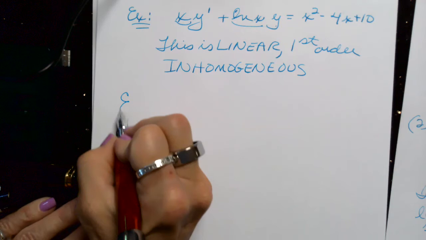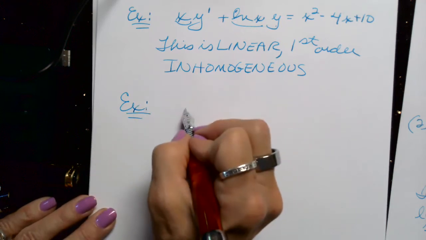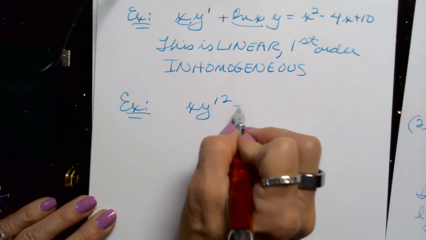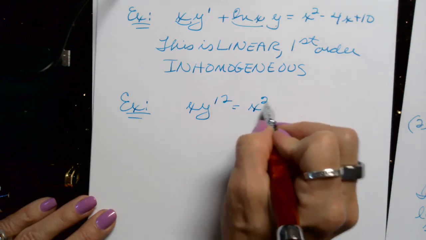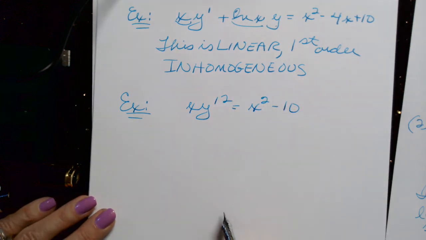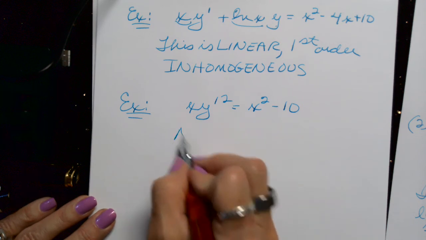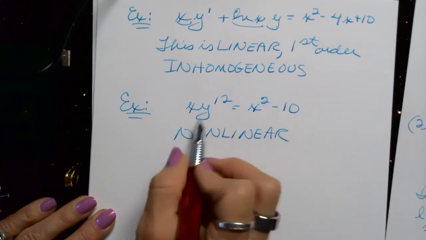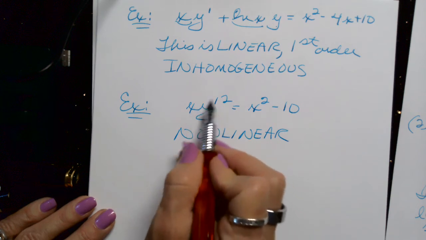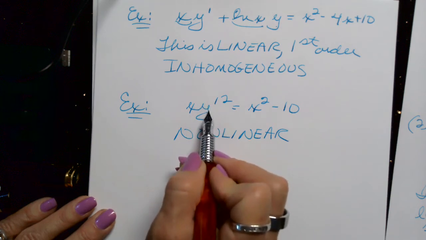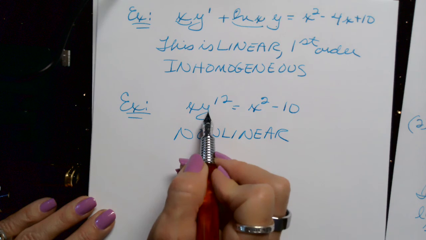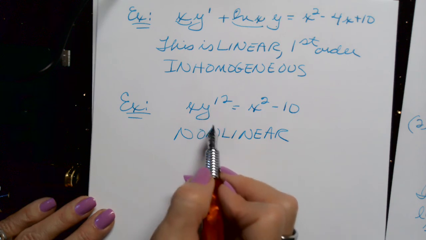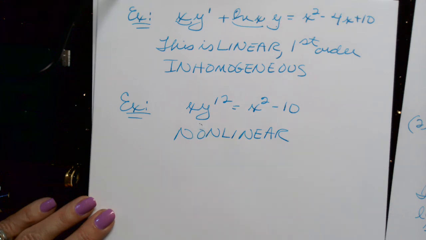Okay. Here's another example. Suppose you had x times y prime squared is equal to x squared minus 10. This is a nonlinear equation. Why is it nonlinear? Because you have a y term, the derivative, multiplied times itself. It's squared here. So that makes it nonlinear. So the methods we're about to learn will not work on an equation like this.